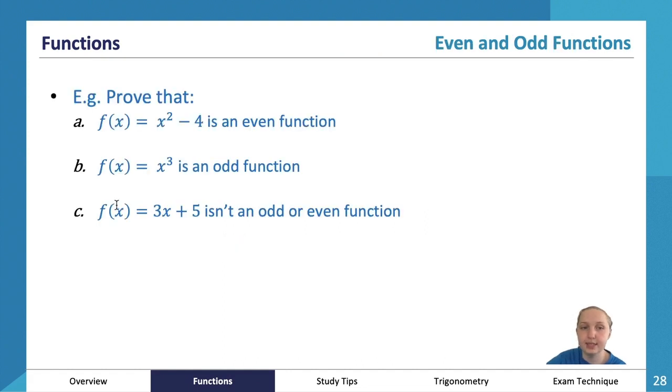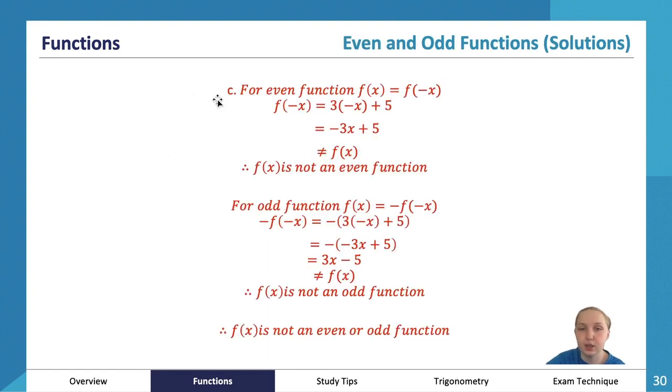So then for part C, prove that f(x) equals 3x plus 5 is neither even nor odd. We first need to prove that it's not even. Whenever you get a question that says prove it's not even and not odd, separate it into two sections. First prove it's not even, then prove it's not odd.